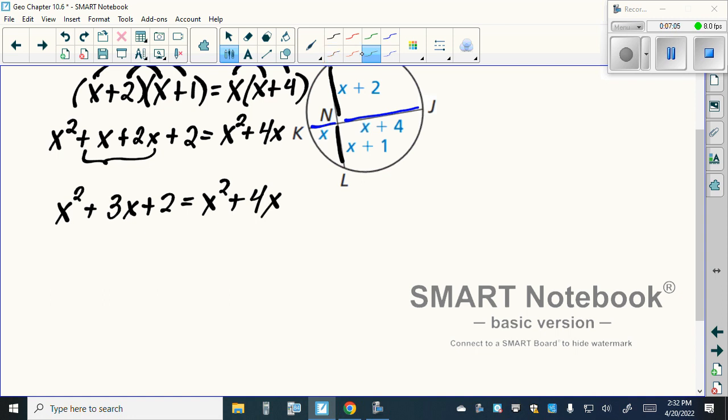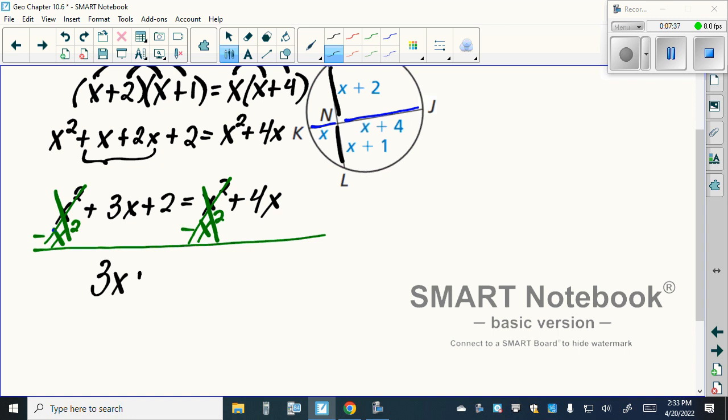Now, whenever we have a variable to a power greater than 1, so x squared, we try to get everything on the same side. So the first thing we can do here is subtract x squared from both sides. Well, on the left-hand side, x squared minus x squared is 0. On the other side, x squared minus x squared is, again, 0. So when we subtract x squared from both sides, we get that 3x plus 2 is equal to 4x. So subtracting x squared from both sides worked out that they all eliminated out.